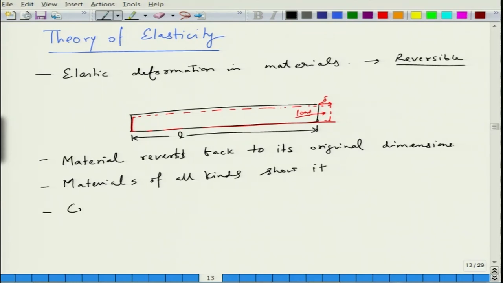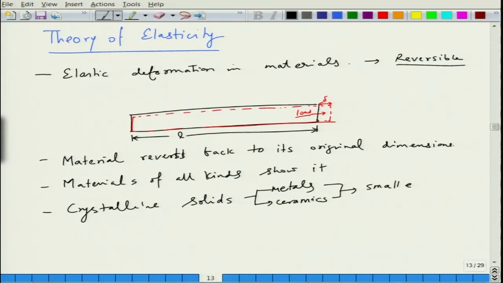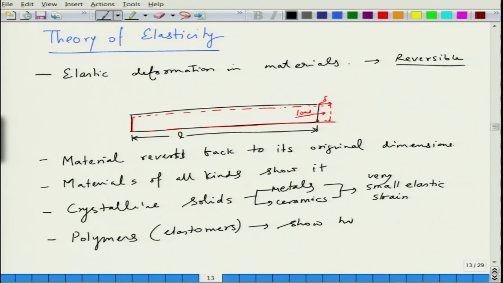So, if you look at crystalline solids such as metals, ceramics, they show small elastic strains, or rather very small elastic strains, whereas materials which are polymers, especially elastomers, show higher elastic strains. So, not only they show higher elastic strains, it is also that their behavior can also be different.